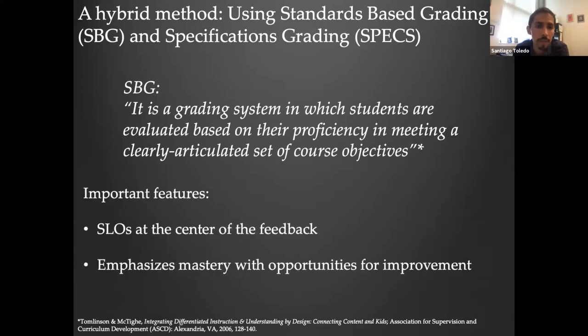Some of the features of standards-based grading are that the SLOs are the center of the feedback, so everything is given back to students in terms of feedback according to SLOs. And that the students had opportunities to reach mastery with multiple opportunities for improvement. That was something that we felt was really important to us. We recognized in ourselves as learners that it was often the case that we didn't learn things immediately, but that it took us some time to get there. So we wanted to honor that for the students and embed opportunities for mastery so that the students can actually improve over time.